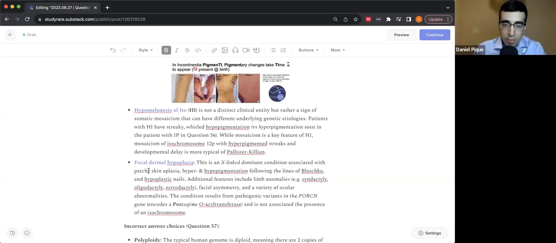incontinentia pigmenti. So in this case, we're going to have multiple congenital anomalies in addition to some of these hyper and/or hypopigmented streaks. So you're going to have multiple skin anomalies, so skin aplasia, hypoplastic nails. Patients can also have limb anomalies, so they can have syndactyly, oligodactyly. They can have facial asymmetry and a variety of ocular abnormalities.